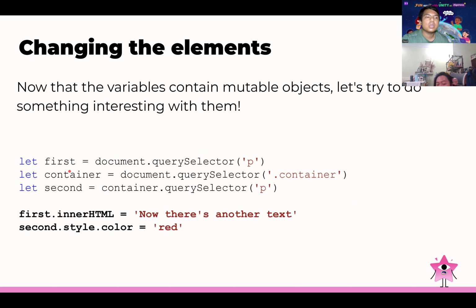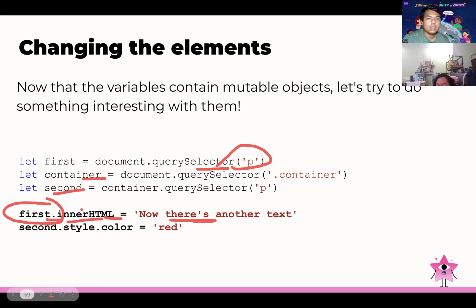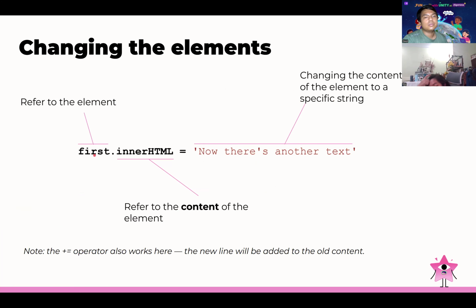Now, if you want to do it like this: let first, then querySelector P, and then let container, and then let second, you can change the first innerHTML. If you want to change the first text, the P text, you can use innerHTML, and then it will change. And if you want to change the second one to the color red, just use style.color like that. Okay. Do you have any questions from here?